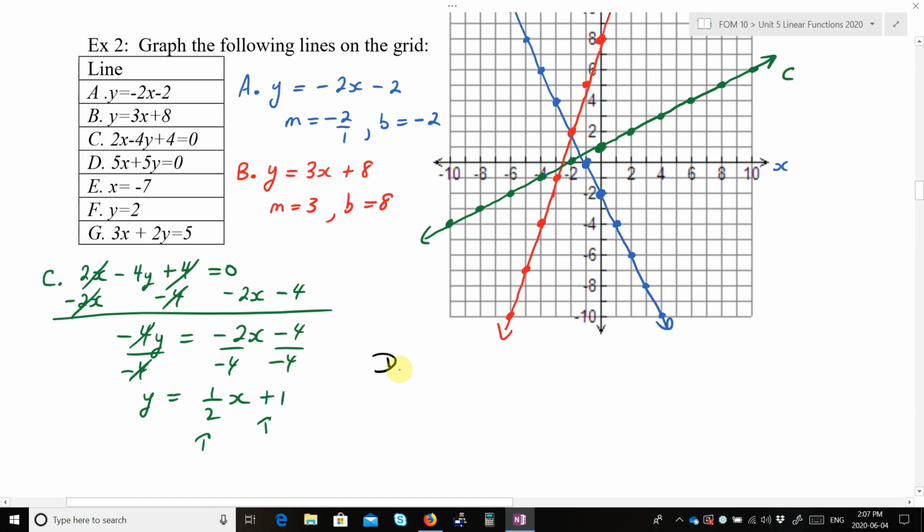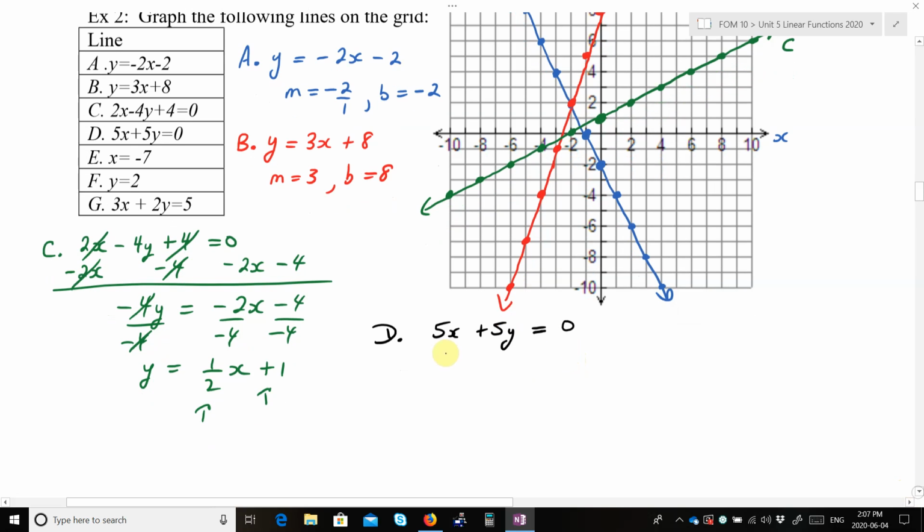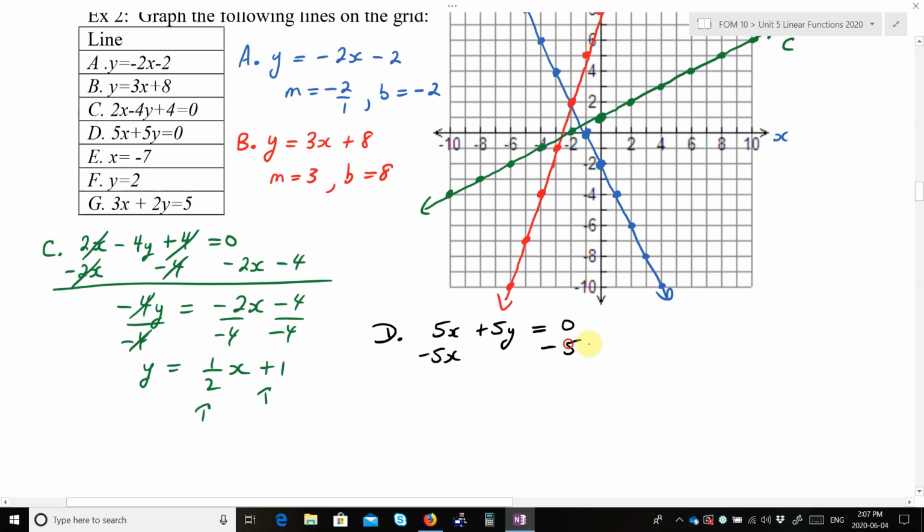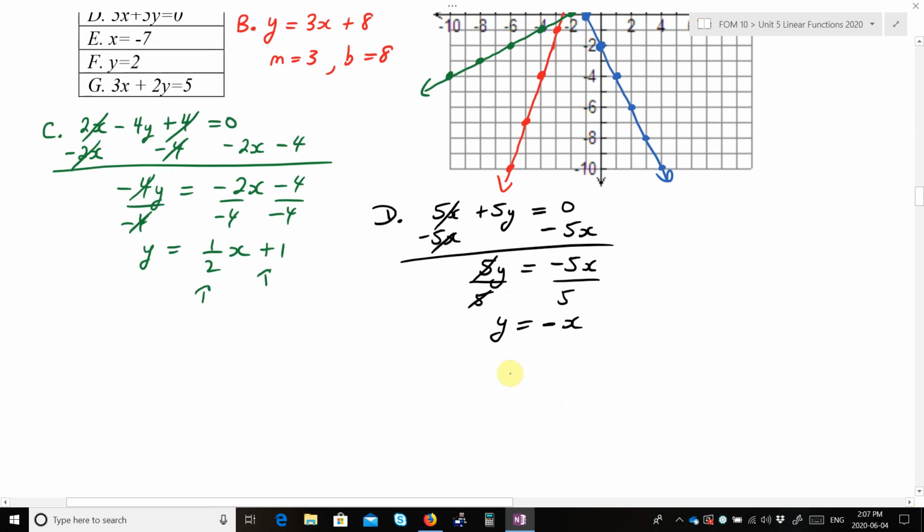Okay, let's check out letter D here. It is 5x plus 5y equals 0. I need to get y by itself, so subtract 5x, and we get 5y equals negative 5x. Divide both sides by 5, and we are going to get y equals negative x, which you could write as negative 1x, and then there's no plus b here, so it must be plus 0. So here is the slope, the negative 1, and b, the y-intercept, is 0.